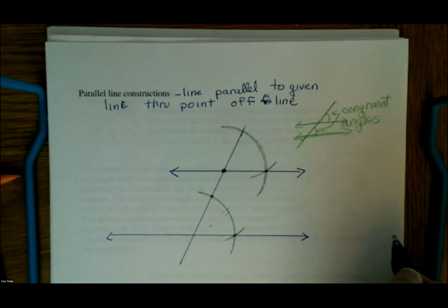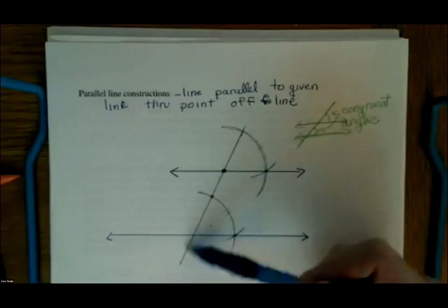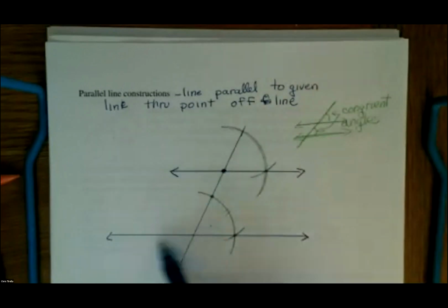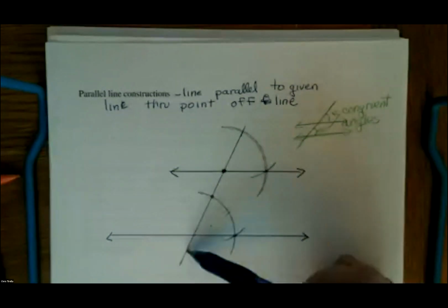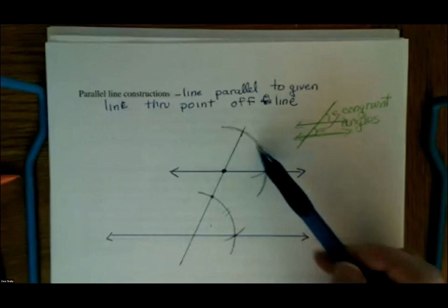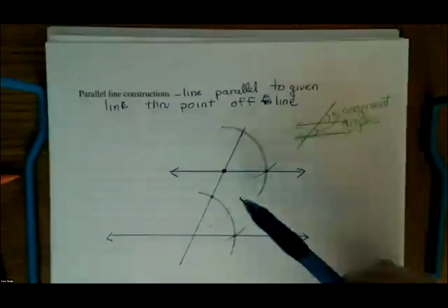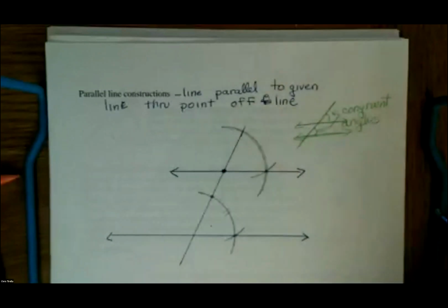And so to construct a parallel line, you're just going to draw a random line with a straight edge through the point that intersects the given line. And that's going to be our transversal. And then we're going to construct a pair of congruent corresponding angles. I guess if you wanted to, you can make the congruent angle over here and have alternate interior angles. Either way.